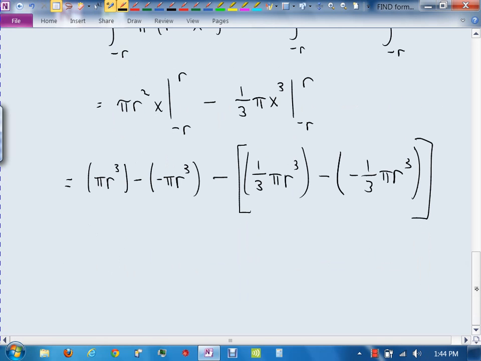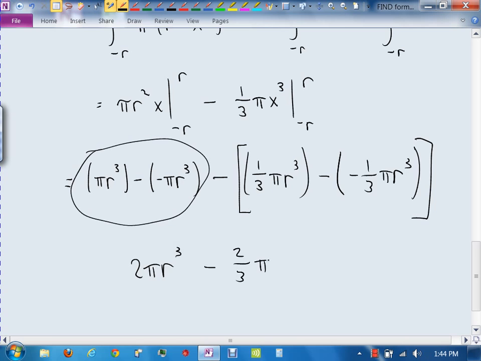Let's put all this together. What do these two together become? 2 pi r cubed. Okay, what does this in here become? That's minus minus plus, 2/3 pi r cubed. So minus 2/3 pi r cubed. So what's 2 minus 2/3? 4/3. 4/3 pi r cubed, which is the formula for the volume of a sphere.